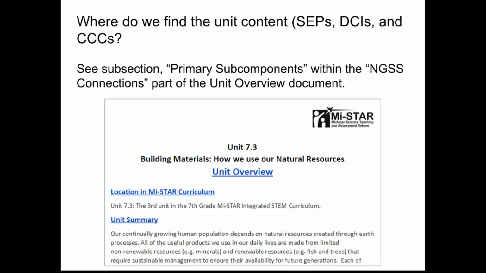You will find this content in the unit overview section called NGSS Connections, specifically in the subsection called Primary Subcomponents. These are the small pieces of content, SEPs, DCIs, and CCCs, which will be assessed in the unit. Pause the video now to go to your unit overview document and review the primary NGSS subcomponents as well as the supporting subcomponents.